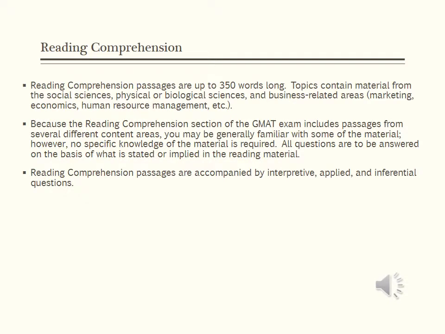Reading comprehension passages are up to 350 words long. Their topics contain material from the social sciences, physical or biological sciences, and business-related areas such as marketing, economics, and human resource management. Because the reading comprehension section of the GMAT exam includes passages from several different content areas, you may be generally familiar with some of the material, but it is not required that you have specific content knowledge. All questions are to be answered on the basis of what is stated or implied in the reading material.